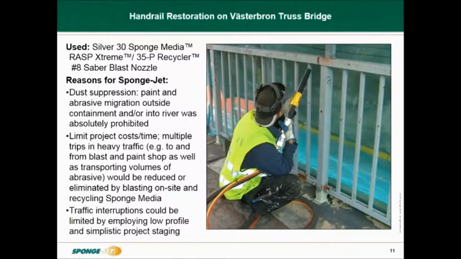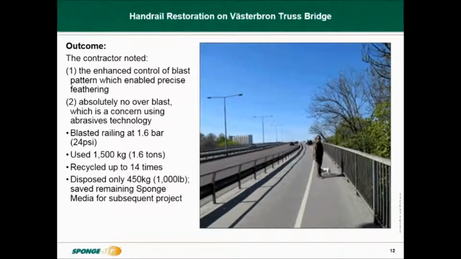The media used was Sponge 30 grit. The unit of choice was a Raspberry Stream with a 35P. The setup and the footprint had to be small so that they could move the operation along as blasting and coating was performed. The contractor noted they had blasted at very low pressure to maintain the media control. They used a total of 1,500 kilograms to perform the 1,500 linear metres of the rail. Because they blasted at low pressure, they were able to recycle the media up to 14 times.